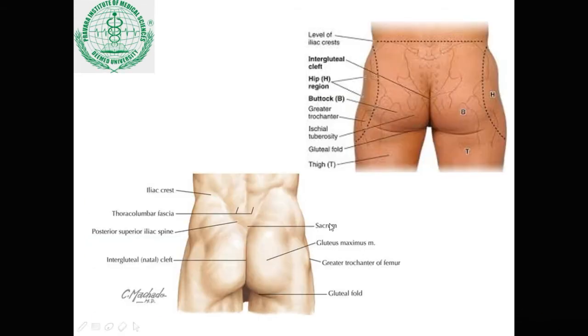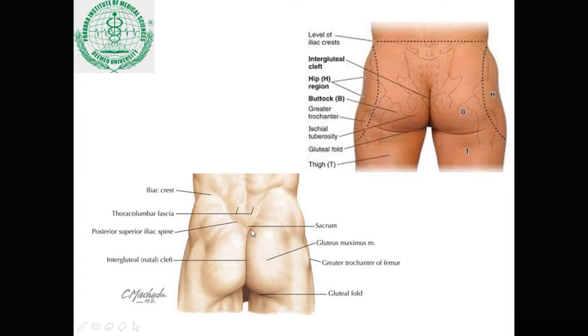On the posterior aspect, the buttock is the rounded bulge seen. Now the gluteal region is formed by the hip and the buttocks, and on the side of the buttock there is a hollow. Can you appreciate this hollow? And just immediately in front of that lies the greater trochanter of the femur.